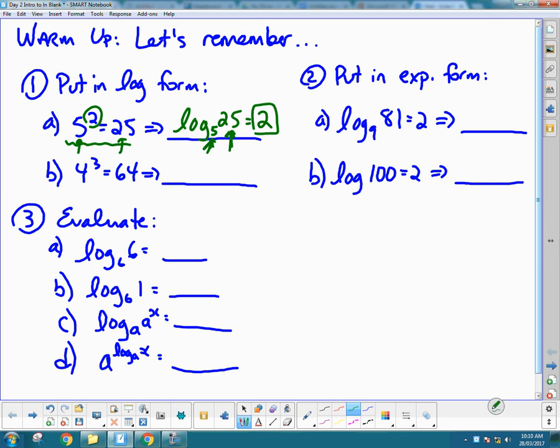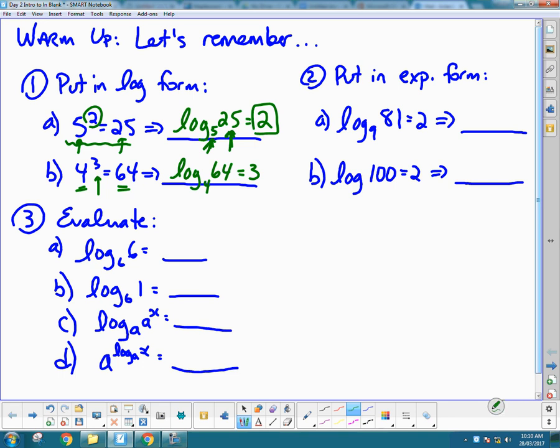So in this case, we're asking, what exponent do you put on 4 to get 64? So it's log 64, base 4. Well, it's obviously 3. So that's putting it in logarithmic form.